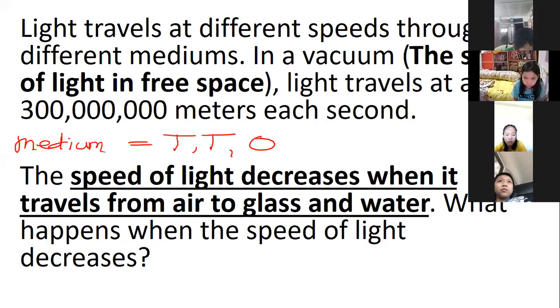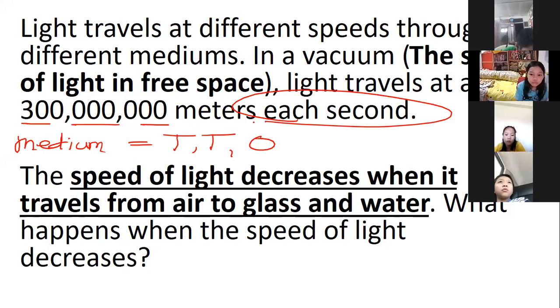So again, the light travels very fast, in a straight line. It is 300 million meters each second. In 1 second, 300 million meters. But it's in a vacuum, meaning outside the Earth.